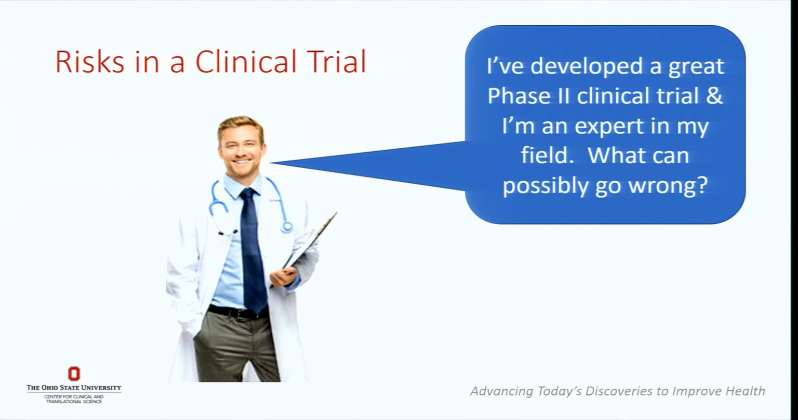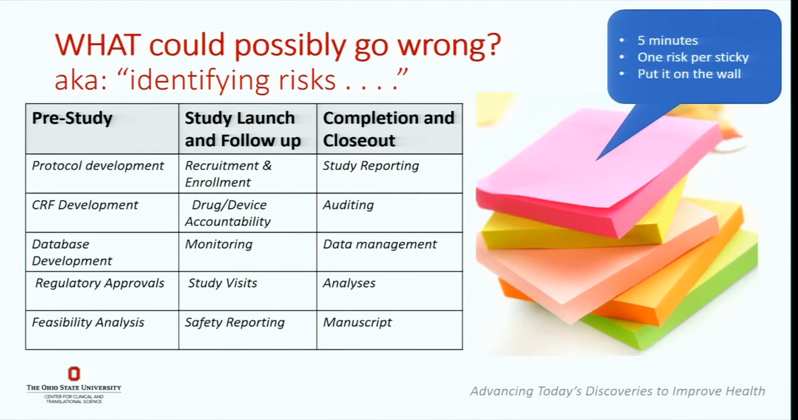And so what I want you to do with our sticky notes is grab 5 sticky notes each. On each of your 5 sticky notes, I want you to write down what could possibly go wrong in a little bit more specifics. There are pre-study things that could go wrong. And I have a list of some categories, but that's not an exhaustive list. Protocol development, CRF, some of the development work, or the feasibility work.